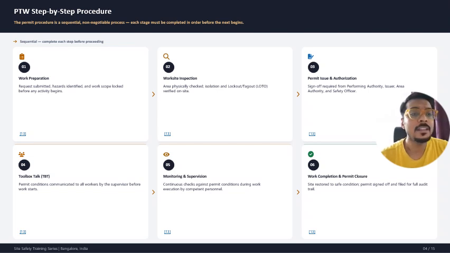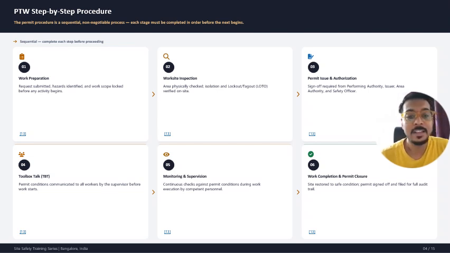So next, in this slide, PTW step-by-step performance. The PTW procedure is a sequential and non-negotiable process. Each step must be completed before the next begins. Step one is work preparation, basically. The requester submits, identifies hazards, and the work scope is located.